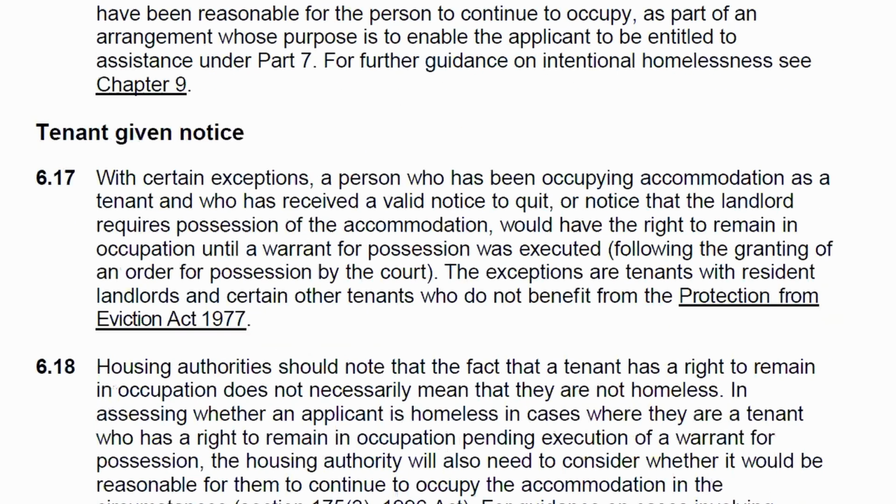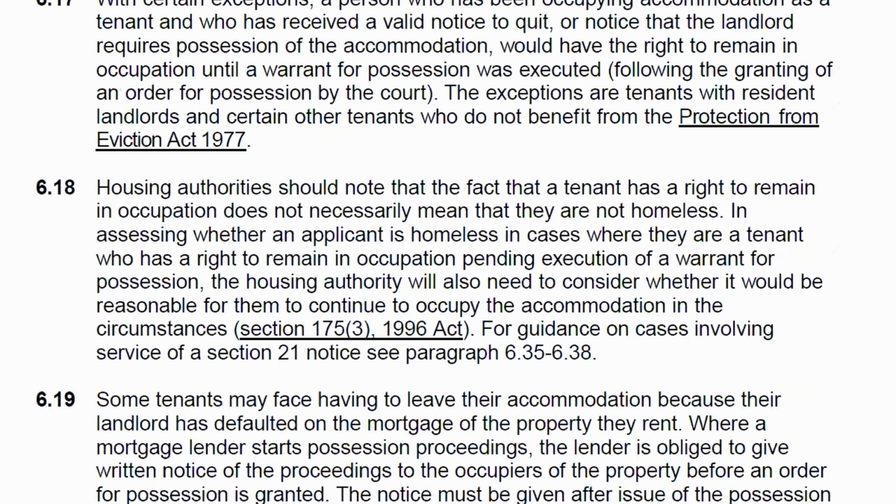Tenant given notice. 6.17. With certain exceptions, a person who has been occupying accommodation as a tenant and who has received a valid notice to quit or notice that the landlord requires possession of the accommodation would have the right to remain in occupation until a warrant for possession was executed following the granting of an order of possession by the court. The exceptions are tenants with resident landlords and certain other tenants who do not benefit from the Protection of Eviction Act 1977.